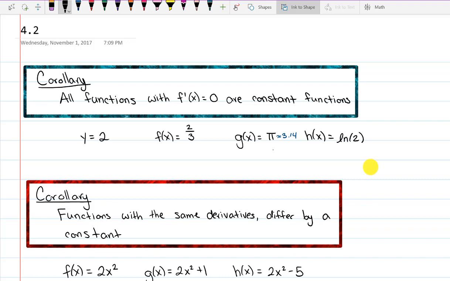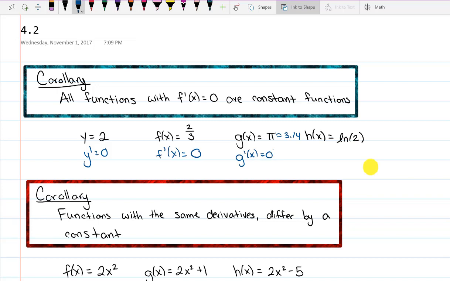And this is something that I've pointed out a couple times, but I want to formally give it to you as a definition. So here I've listed 4 functions that are all constant. So I'm going to take the derivative of them and notice a pattern. If y equals 2, then y prime is equal to 0. If f of x is equal to 2/3, then f prime of x is equal to 0. If g of x is equal to pi, well, remember pi is about 3.14, g prime of x is 0. And if h of x is ln of 2, remember that ln of 2 is just a number, so h prime of x is equal to 0.